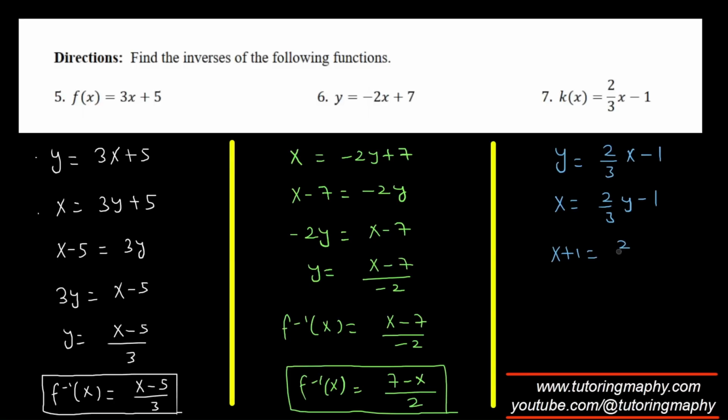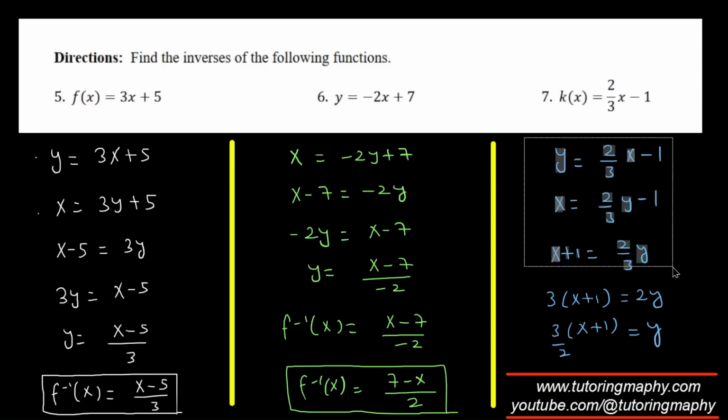So x plus 1 is equal to 2/3 y. Multiply 3 on both sides. So 3 times x plus 1. Be careful. Some students make the mistake of just multiplying 3 with x. No. 3 is multiplied with the entire x plus 1, and that's why I've put a parentheses, is equal to 2y. Let's divide both sides by 2. So 3 times x plus 1 over 2 is equal to y.